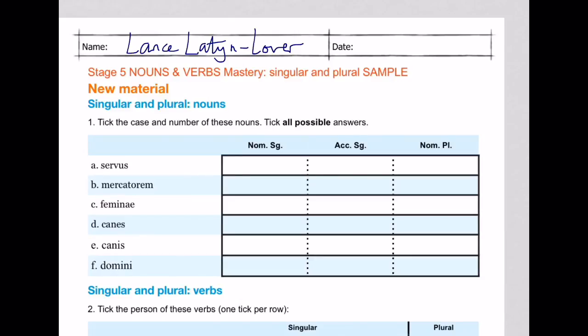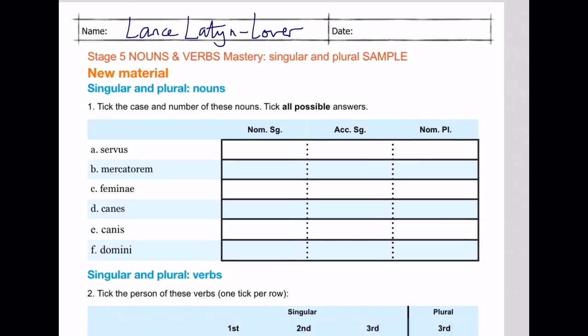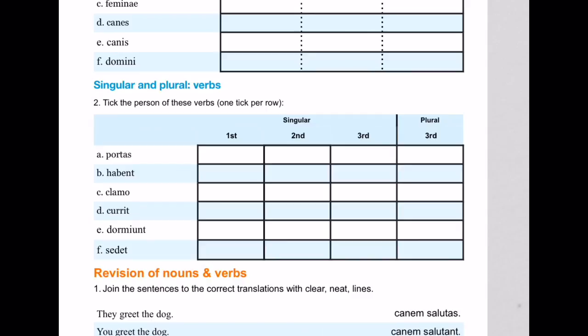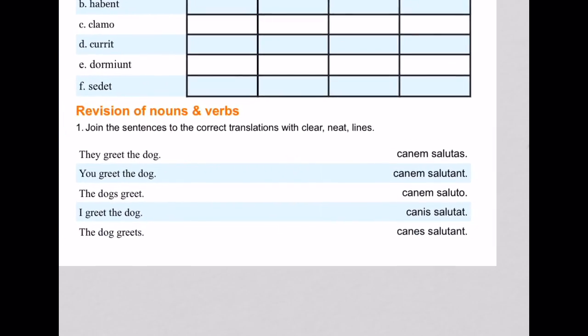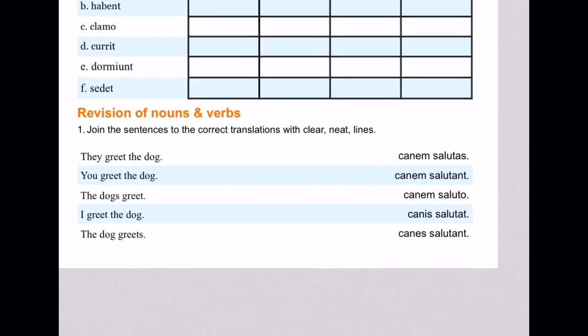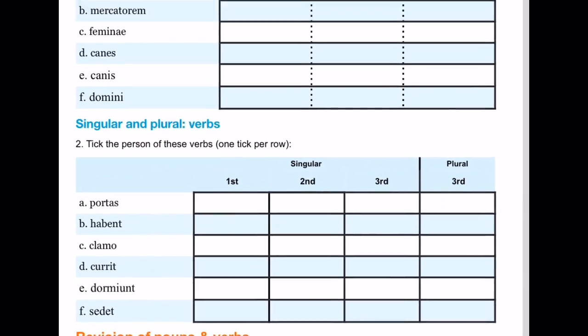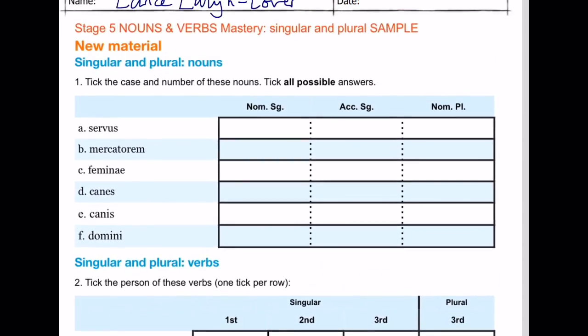Let's look at each section. Firstly, there's the noun section there, which you can see, then the verbs on the second one, and finally some kind of revision. This is persons: I, you, he, and that sort of thing. So three sections. The first two, new stuff, all about singular and plural.